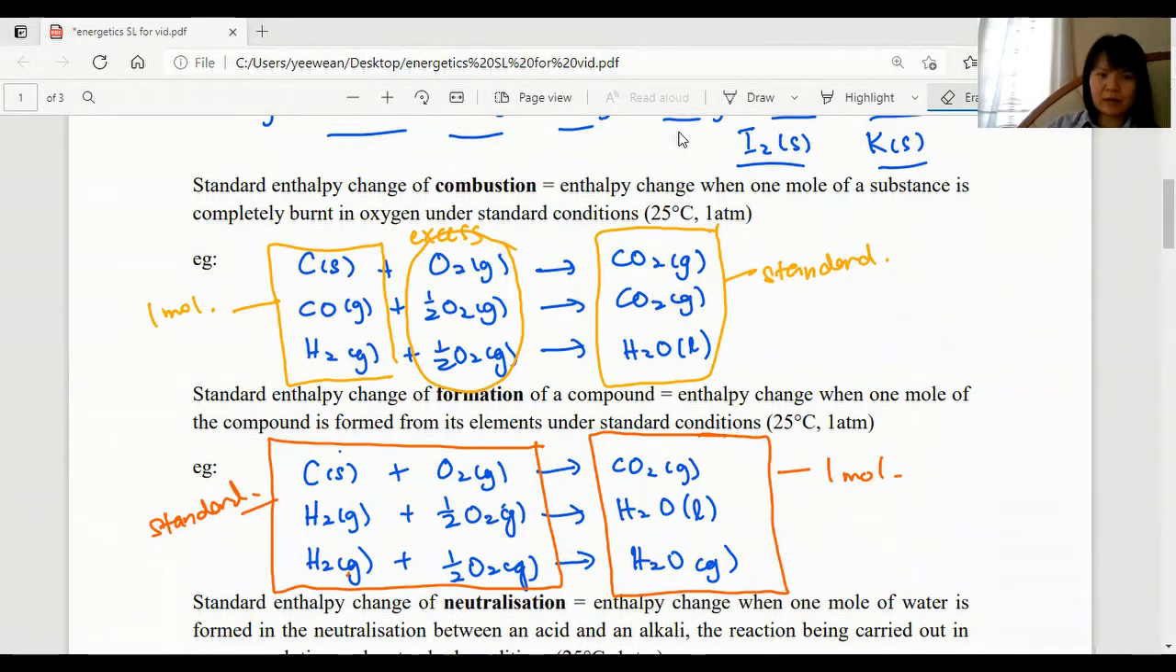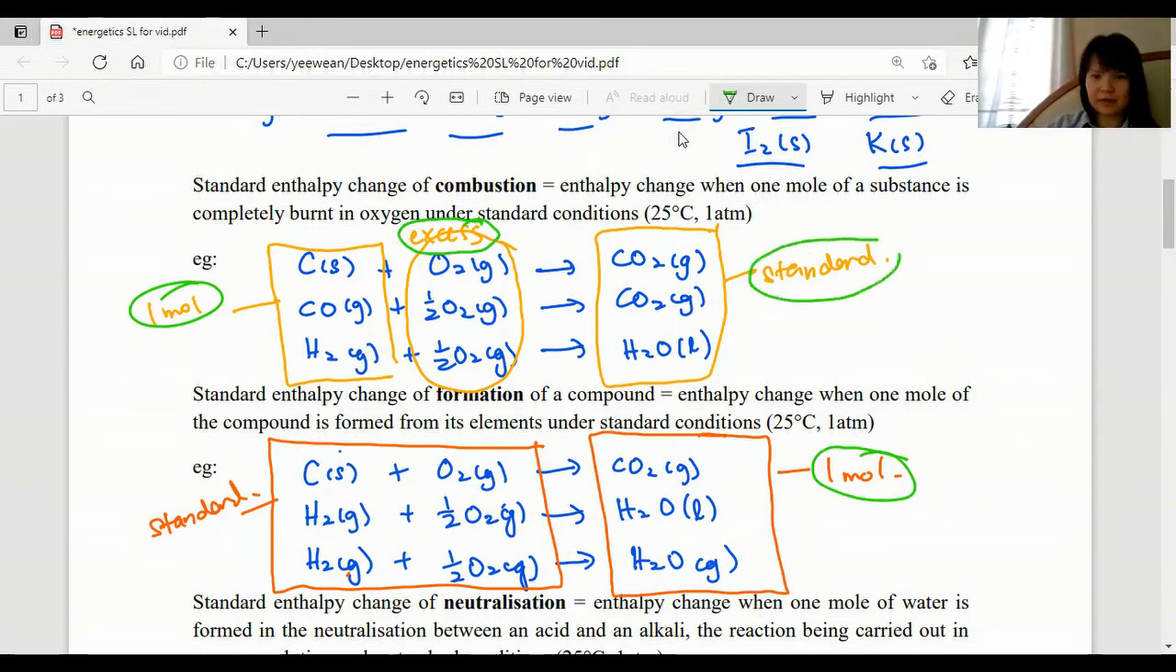So I put the labels here. For combustion, this needs to be 1 mole. And for formation, this needs to be 1 mole. For combustion, oxygen needs to be in excess, and the products need to be in standard state. And for formation, the reactants need to be elements in standard state.